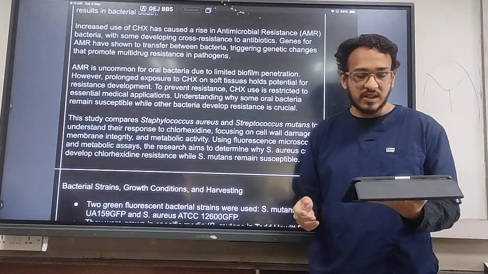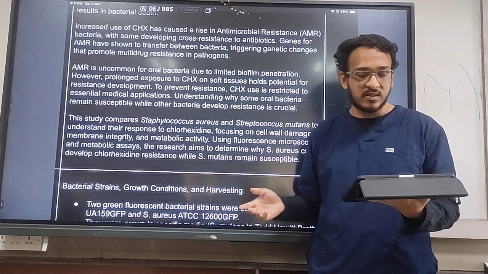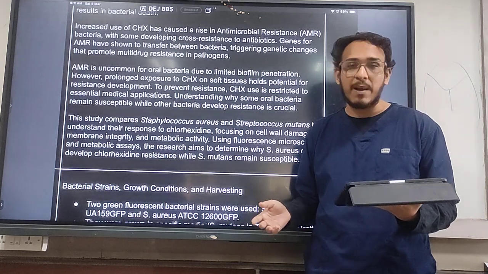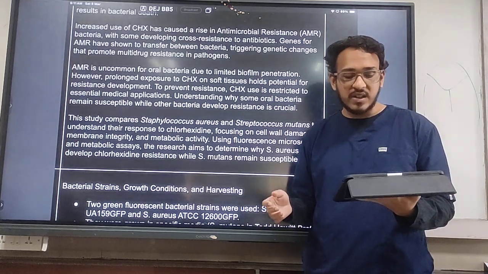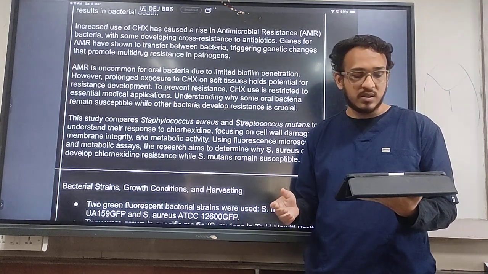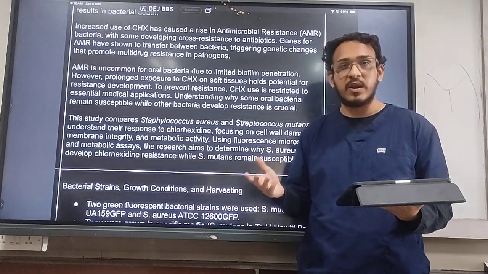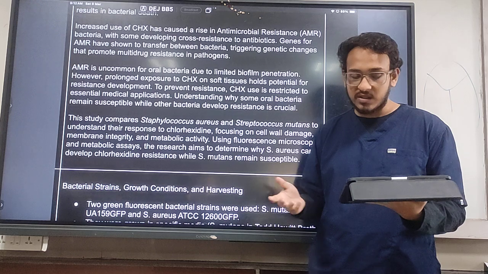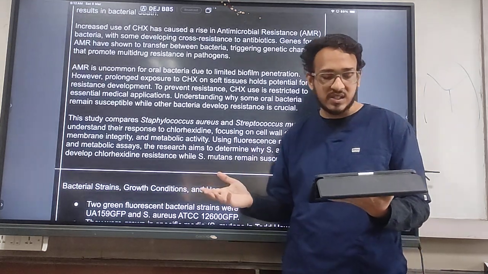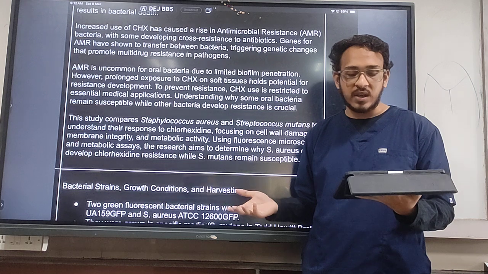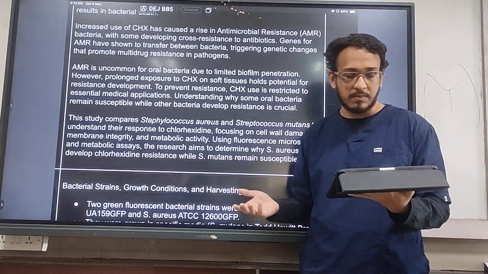So to prevent resistance, the use of CHX is restricted to essential medical application. So understanding why some oral bacteria remain susceptible, whereas some bacteria develop resistance is crucial. As the title suggests, there were two bacteria that were tested. So the Staphylococcus aureus and Streptococcus mutans.